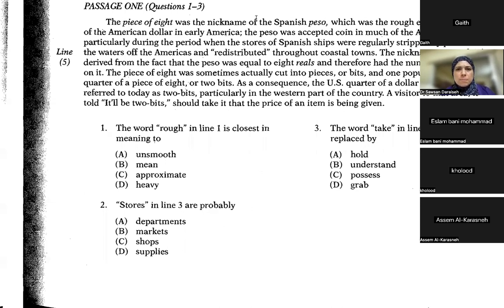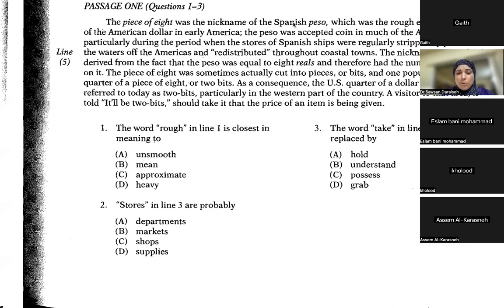Supplies, Victoria, yes. Number 3, I mean, supplies. So the stores of Spanish ships were regularly stripped by pirates on the waters of the Americas and redistributed through the coastal towns. Redistributed, like given. You know what this reminds me of? Who is that famous person who steals money from the rich and gives it to the poor?